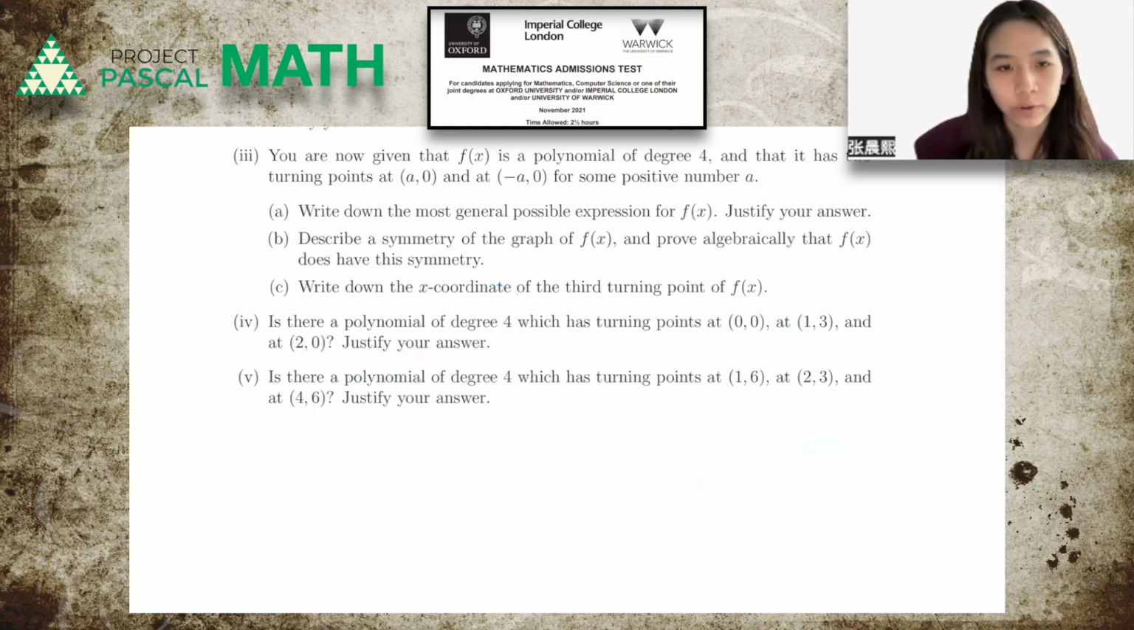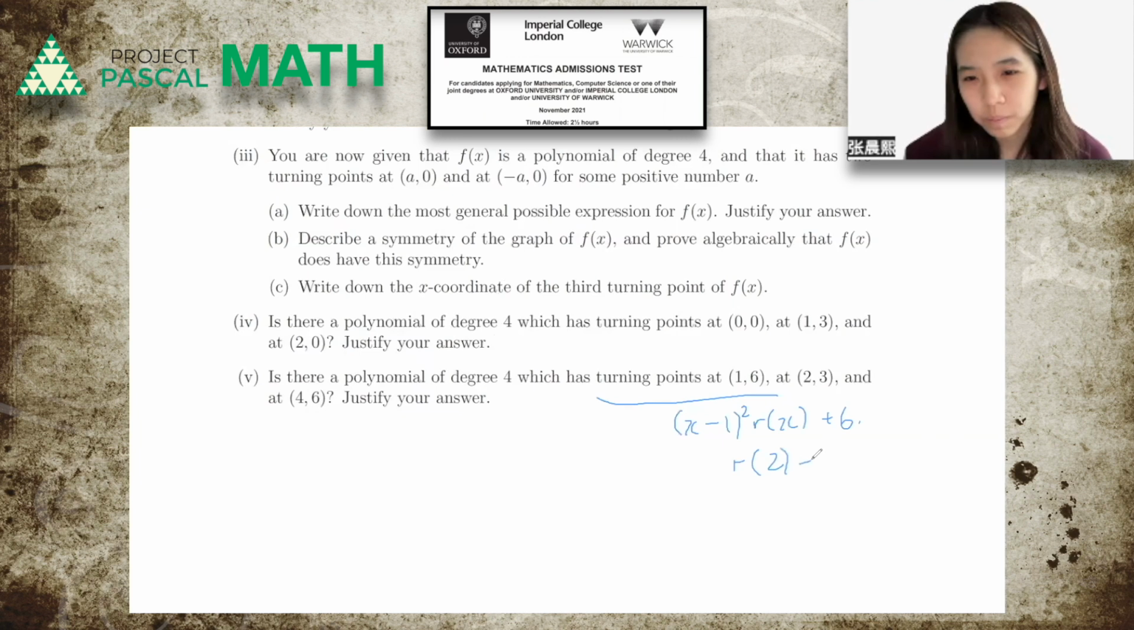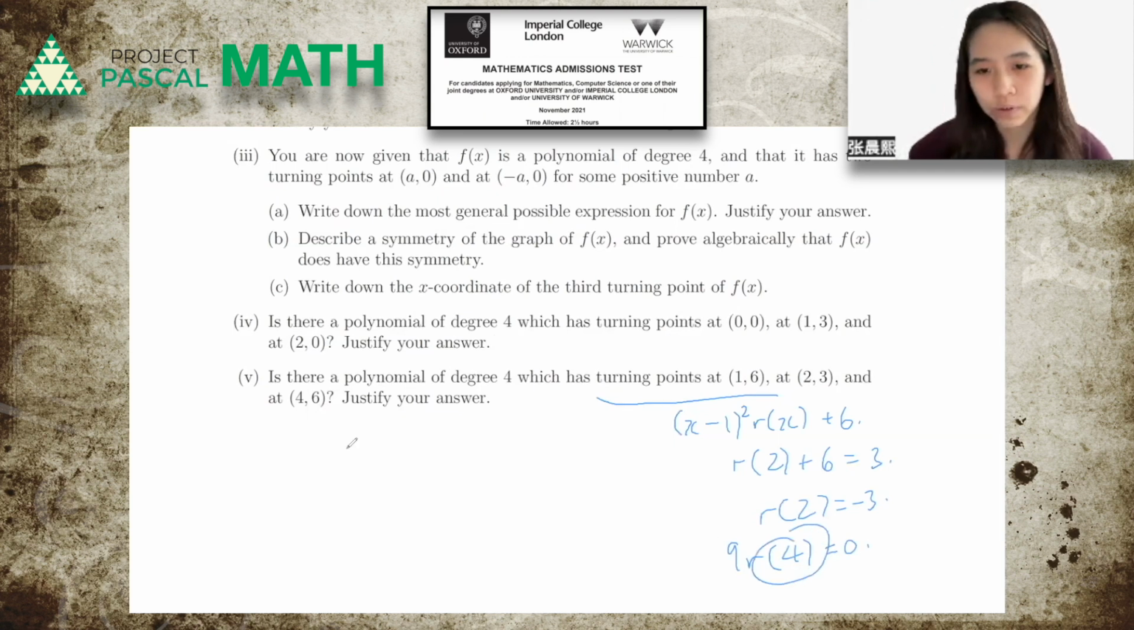Okay, then they ask you what happens for part IV. There's a turning point here at x equals 6. Again, you can use transformation. So it's going to be (x minus 1) squared R(x plus 6) as a basis for what you want to do. You sub in 2 here, you get R(2 plus 6) equals 3. R(2) equals negative 3. And when you sub in 4 over here, that gives you 9R(4) equals 0. So 4 is a root. So R(x) equals (x minus 4) and something else.